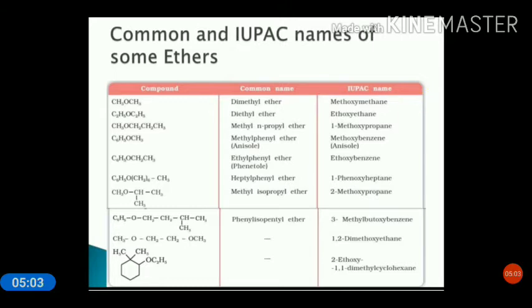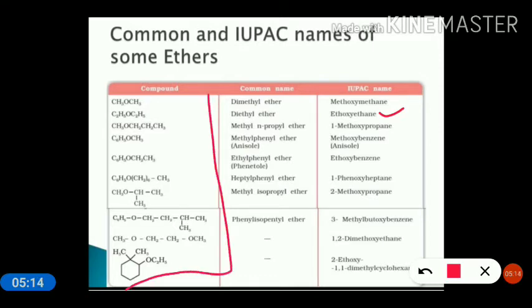CH3COCH3, methoxymethane. Next one is ethoxyethane. So try to write the name of these compounds.